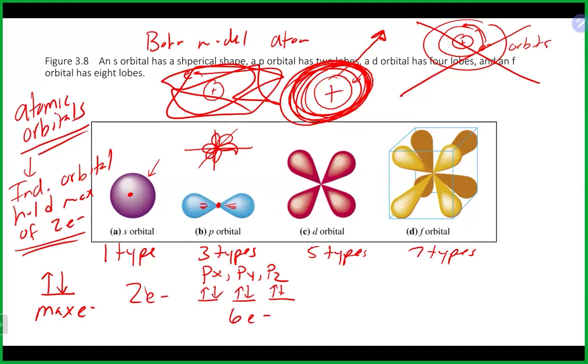Now there are 5 different d orbitals. Maximum number of electrons would be 10, right? 1, 2, 3, 4, 5, 6, 7, 8, 9, and 10. And there are 7 f orbitals. Each one could hold 2, which is 14 electrons. Right? So we could have all 14 of those guys paired up.